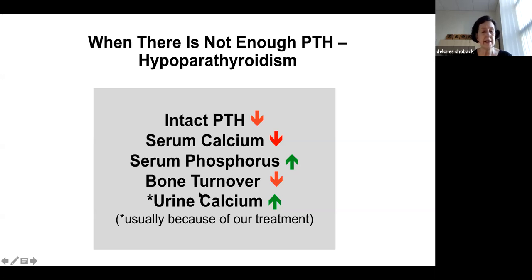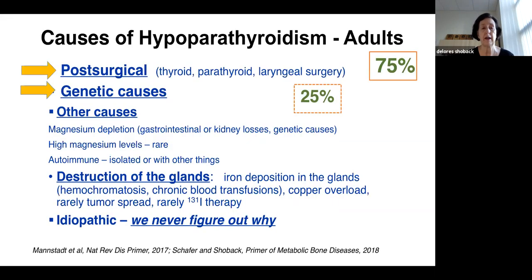You may see, but you might not get any blood tests to help you understand this, but you will have low bone turnover. And then because we give calcium back in one form or another, often you will see the urine calcium go too high. That's generally because of our treatment. Usually in the initial phase of making the diagnosis of hypopara, the urinary calcium often is not terribly elevated. There's exceptions, but often not.